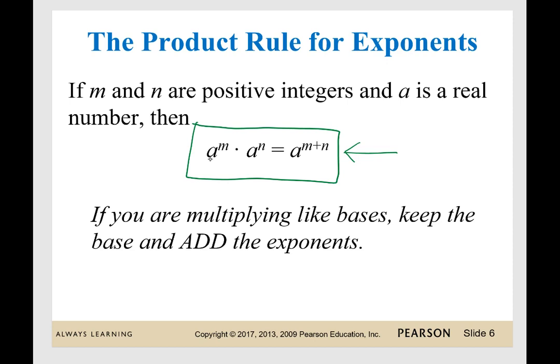So if you look, we have a base raised to a power times that same base raised to a different power equals, we keep that base of a, and then we add the exponents together. So if you are multiplying like bases, keep the base, we kept a, and add the exponents. So if you're multiplying, you're going to add those exponents together. So that's the rule right here, and here is the explanation in human terms. So let's do a couple of examples of the product rule for exponents.